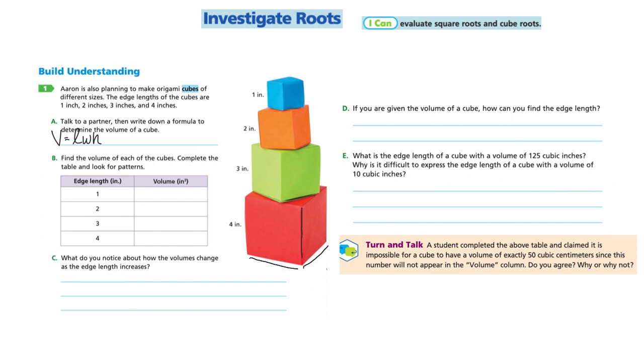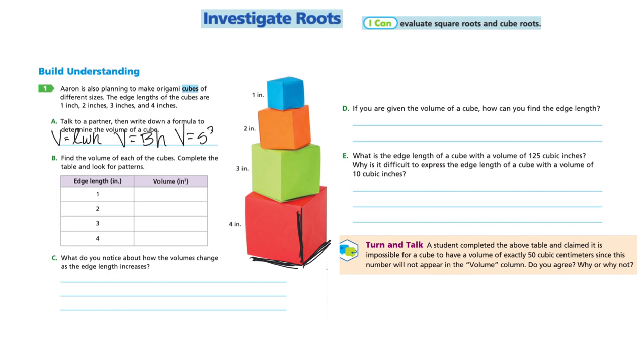You can also say that the length times the width is the area of the base, and we write that as a capital B, and then you multiply that times the height. So it's basically the same formula. The other way is oftentimes because the cube has the side lengths all the same measure, you can say that the volume equals the side cubed. So let's look at the table.